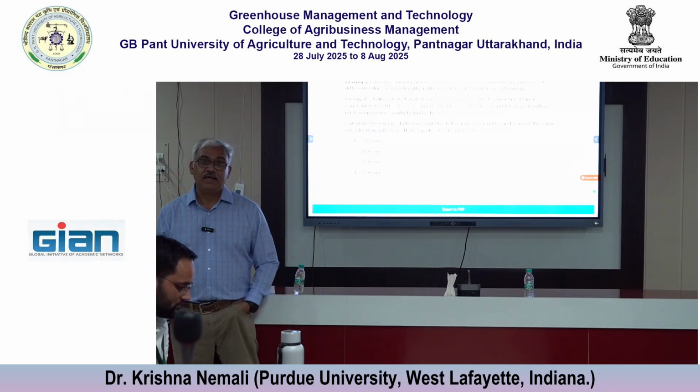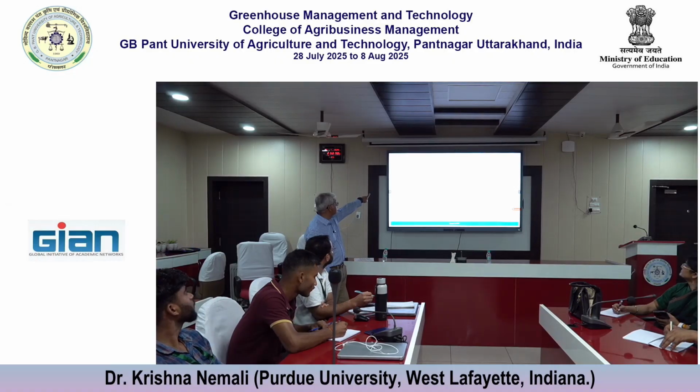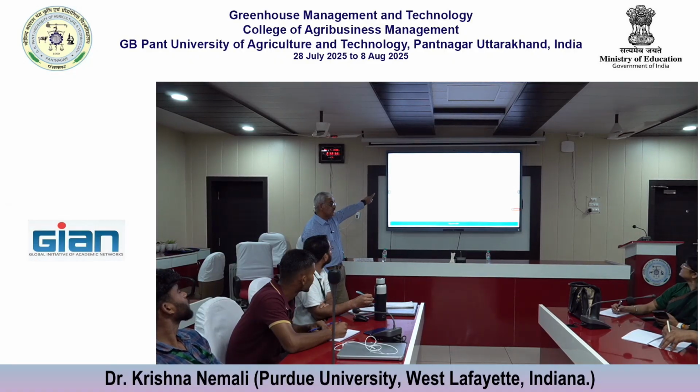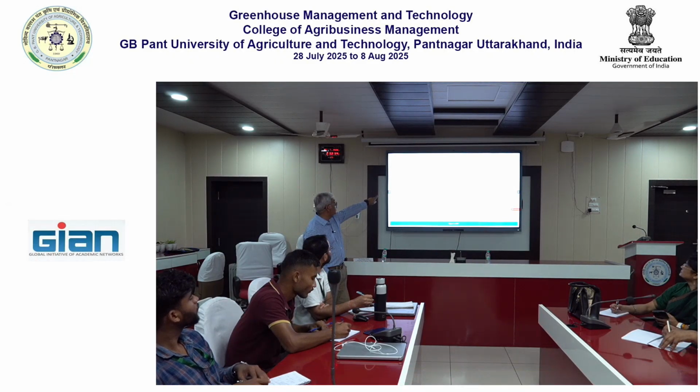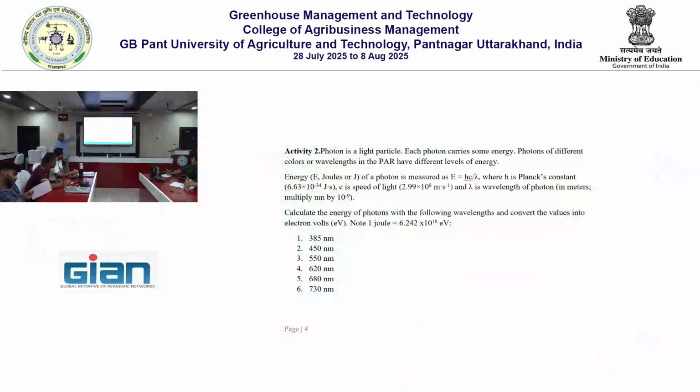hc by lambda. h is Planck's constant, and the value is right there: 6.63 times 10 to the power of minus 34 joule seconds. c is the speed of light, 2.99 times 10 to the power of 8 meters per second. The minus 1 means per second. And lambda is the wavelength, given here in nanometers, but you have to convert it into meters.